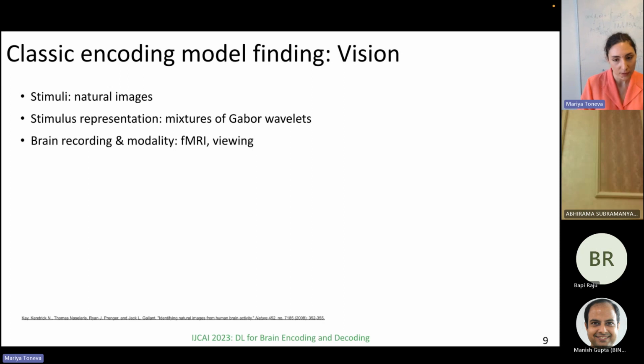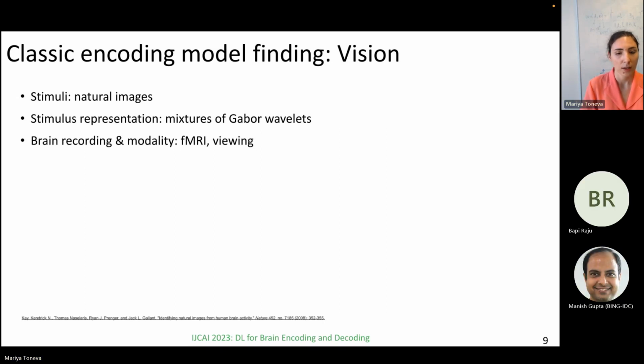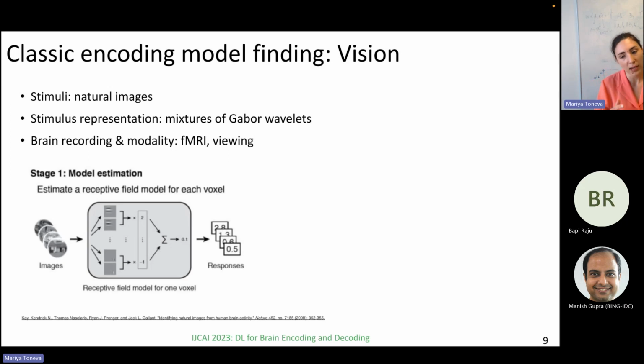In here, this is a different set of authors, and they worked with a set of natural images. So this was people who perceived about 2,000 natural images, and the brain recording was taken using fMRI, and the participants were viewing these images. And here, the stimulus representation that was used was a mixture of Gabor wavelets. So here they have a couple of different stages in this work, and in the first stage they actually estimate the encoding model that takes as input this mixture.